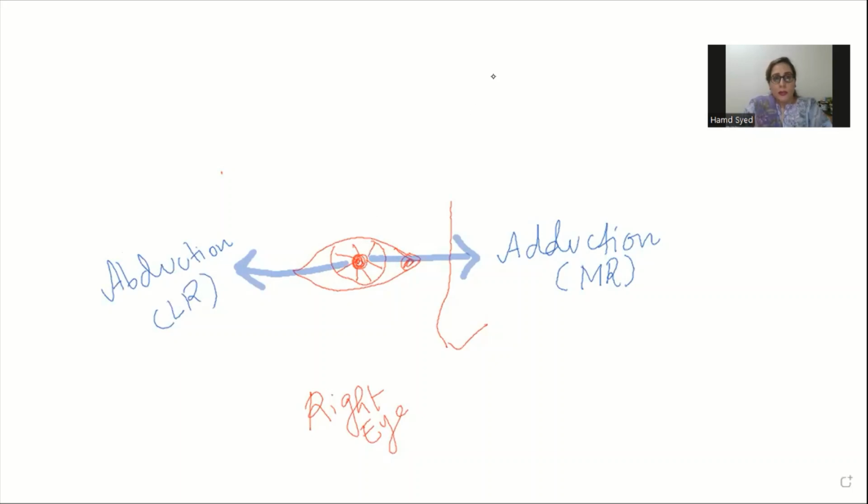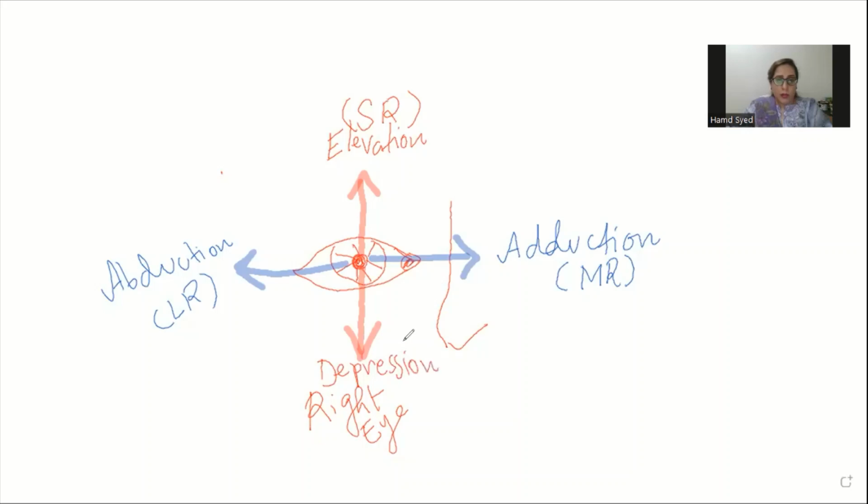Now let's look at the other movements which take place in the transverse axis. This is the upward movement of the eyeball, or you could say the pupil is moving superiorly. This movement is known as elevation, and elevation is performed by the superior rectus, that is SR. Whereas the movement of the pupil inferiorly is known as depression.